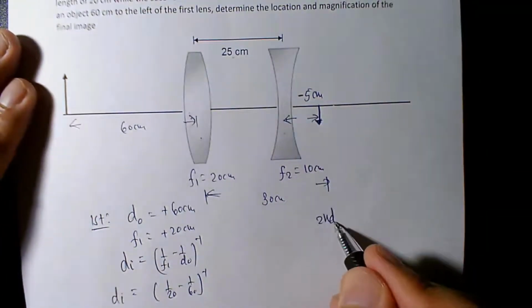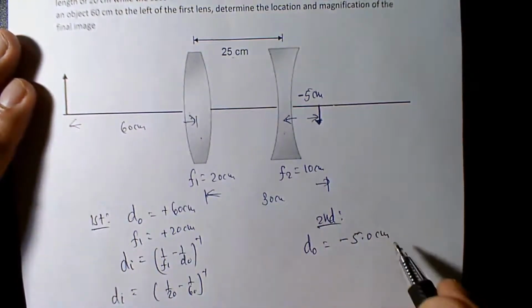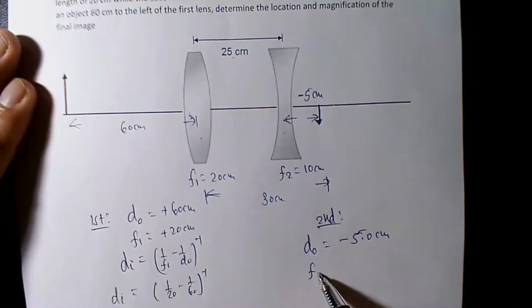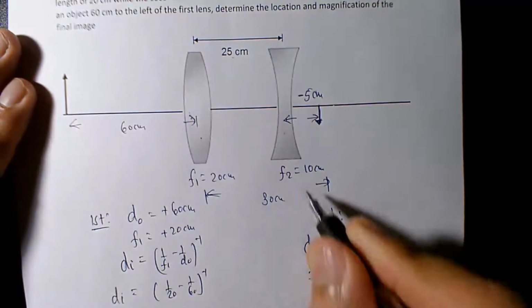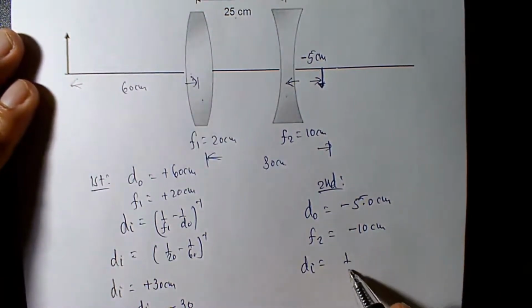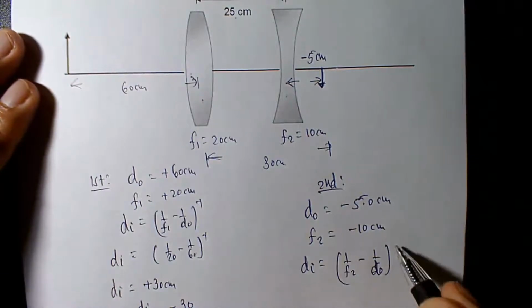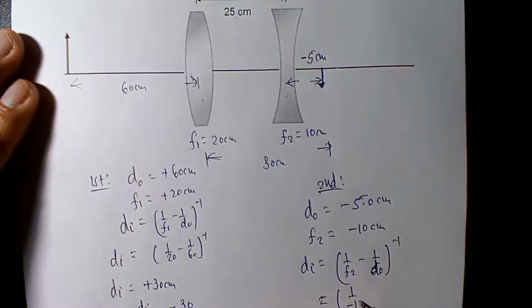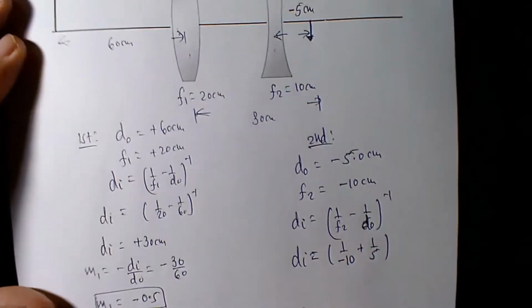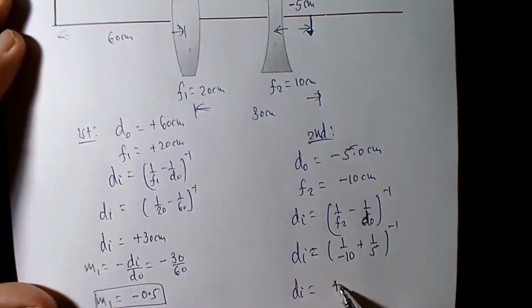For the second lens, now do the same thing. Your DO is negative 5 centimeter, because it works as a virtual object. F2 is also negative because it's diverging. Your image position DI is the inverse of 1 over F2 minus 1 over DO, so 1 over negative 10, minus negative 1 over 5. Negative negative becomes positive, so this is going to be positive 10 centimeters.